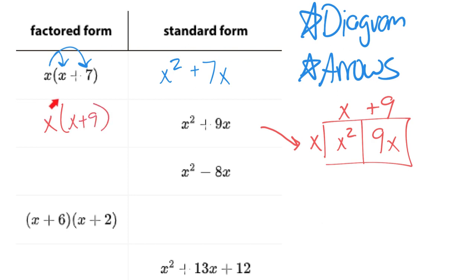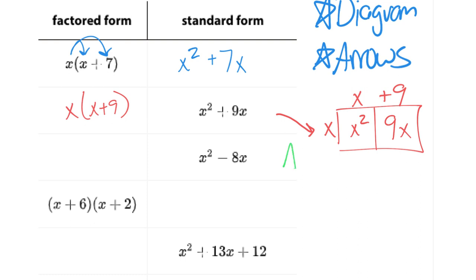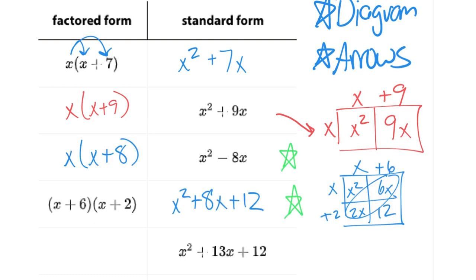And always double check. If I used my arrows, would I get back to this x squared plus 9x? And I would. I want you to try these next 2 on your own. This is what you should get with both of those. With this second one, I did use a diagram to multiply out and combine my like terms.